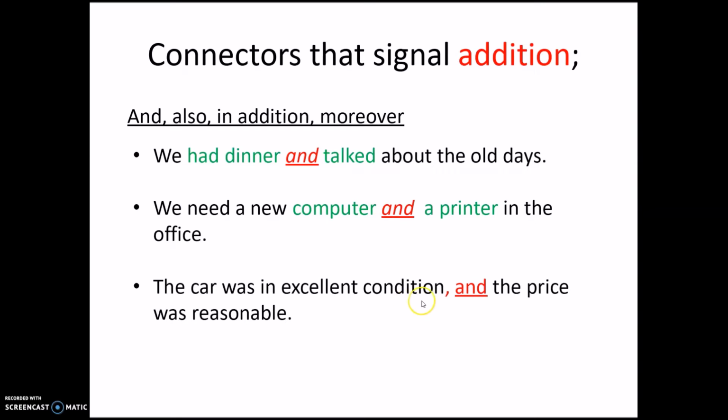We can also connect two sentences using and like this. The car was in excellent condition and the price was reasonable. So when we have two sentences, we need to put a comma before and.